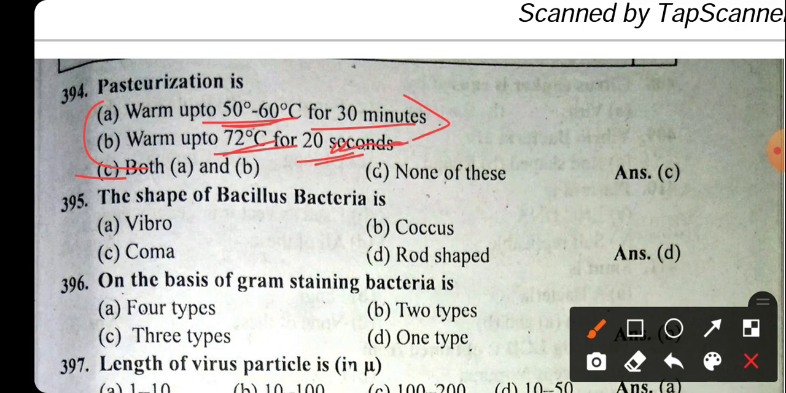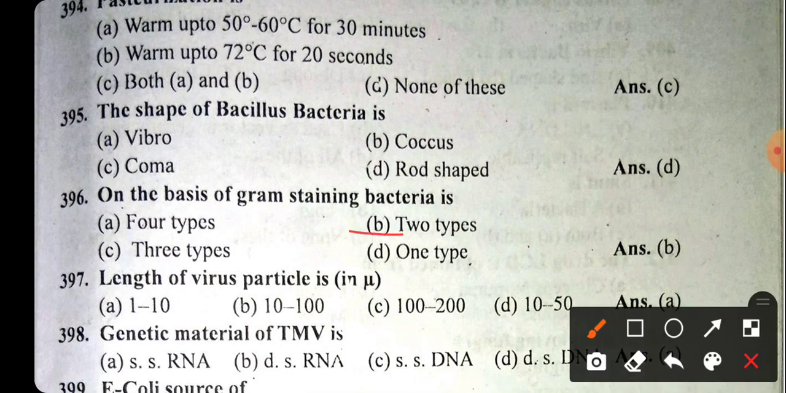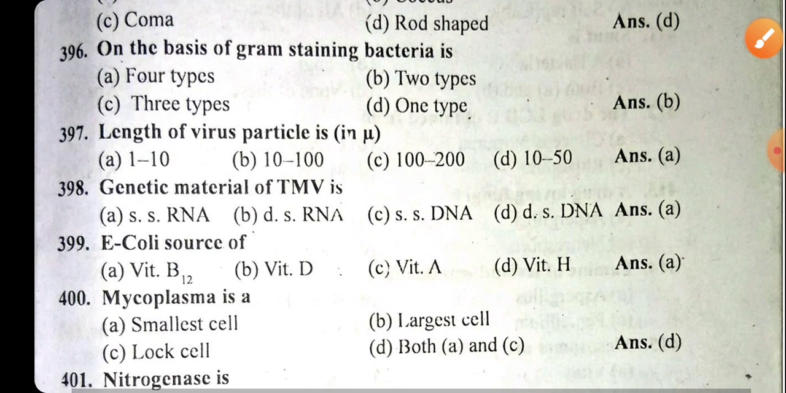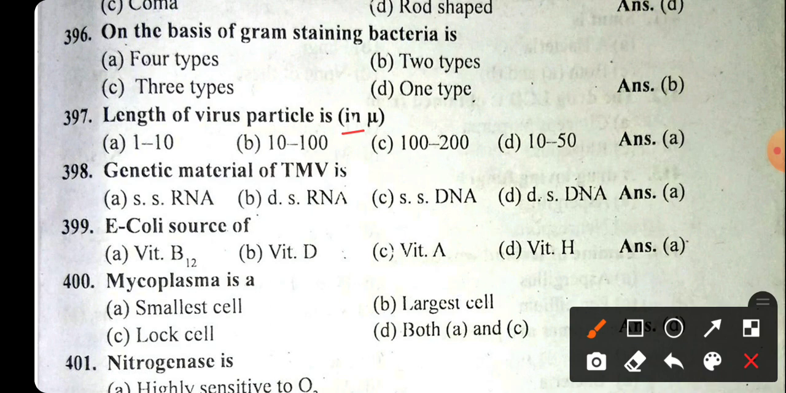Okay. Now the next question: the shape of bacillus bacteria is rod shaped. On the basis of gram staining, bacteria are of two types. Okay. The length of virus particles in micrometers is option A, 1 to 10 micrometers. The genetic material of TMV is single stranded RNA, ssRNA.